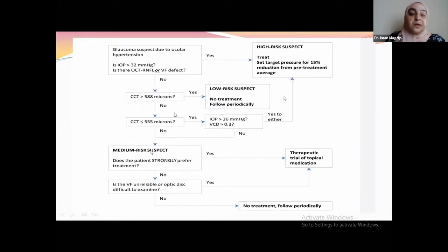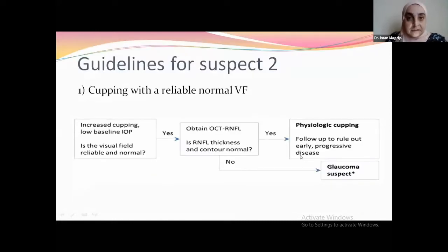A medium risk suspect, we ask the patient. If a patient strongly prefers treatment, then yes, we can try a therapeutic trial of topical medication. If he doesn't prefer treatment, and the optic disc can be easily visualized and followed up, then it's okay. If not, if the visual field and the optic disc cannot be examined clearly, then we try a therapeutic trial of topical medications. These are mostly the guidelines for suspect number one, the ocular hypertensive. Some little differences we'll take a look at in suspect number two.